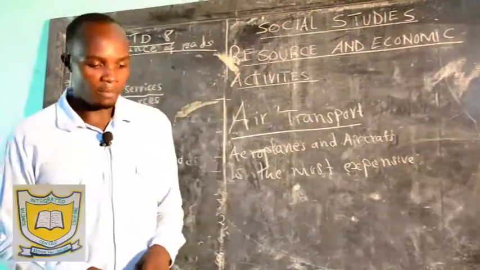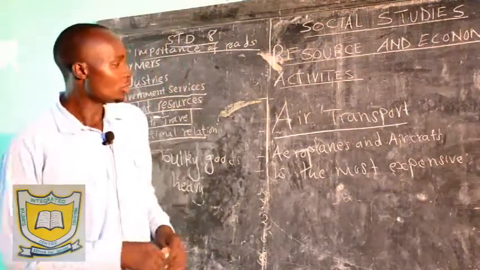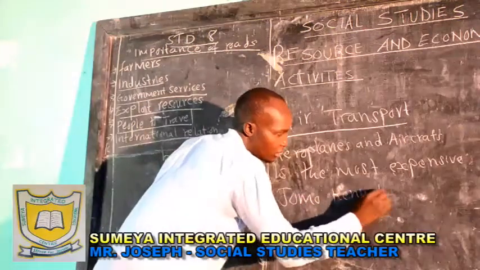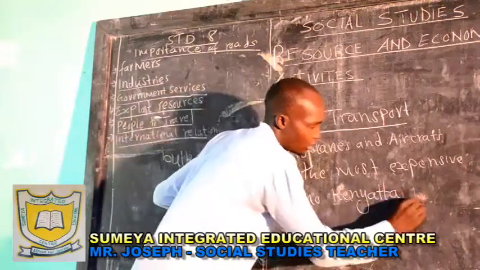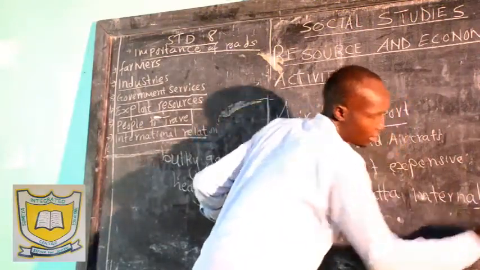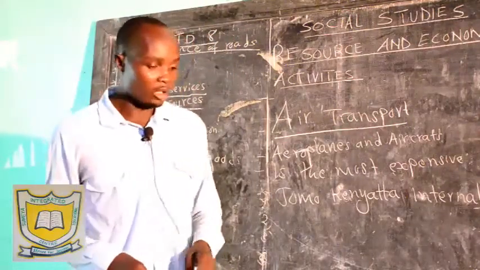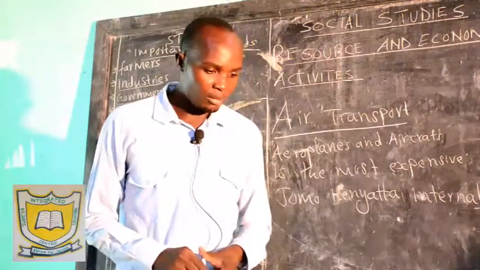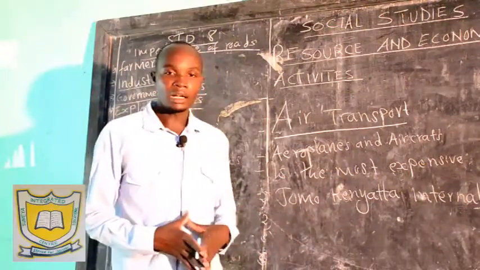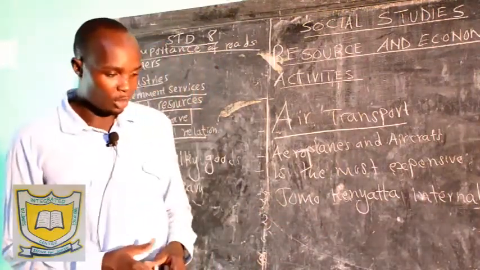And then in Kenya we have major international airports. Number one, we have Jomo Kenyatta International Airport, that's found in Nairobi. Then we have another one called Moi International Airport, which is found in Mombasa, not Eldoret. So you'll find also Eldoret International Airport, that's found in Eldoret. Those are the international airports you'll find.